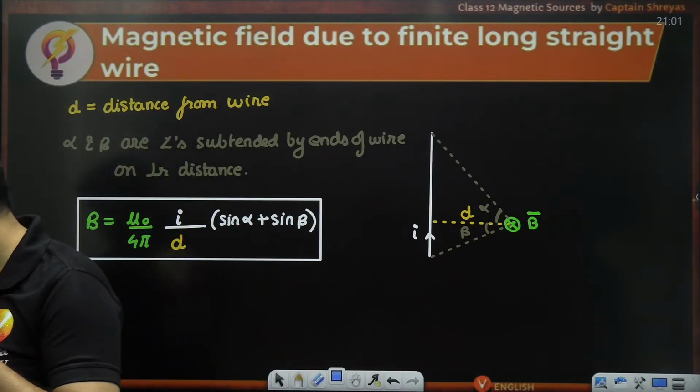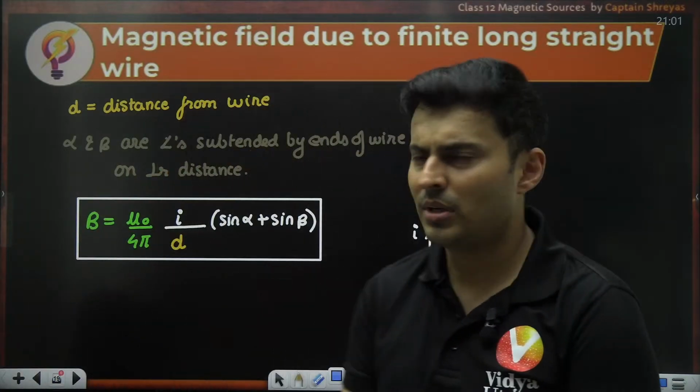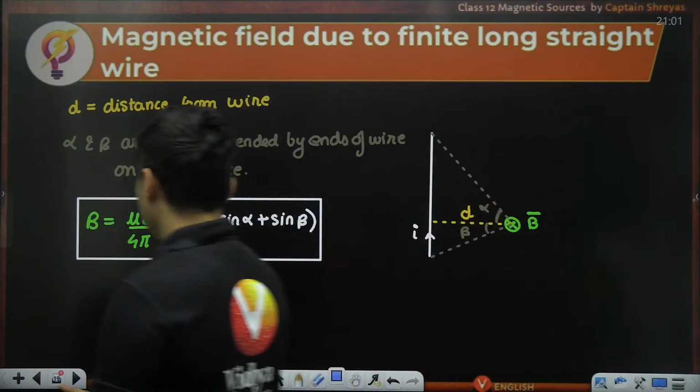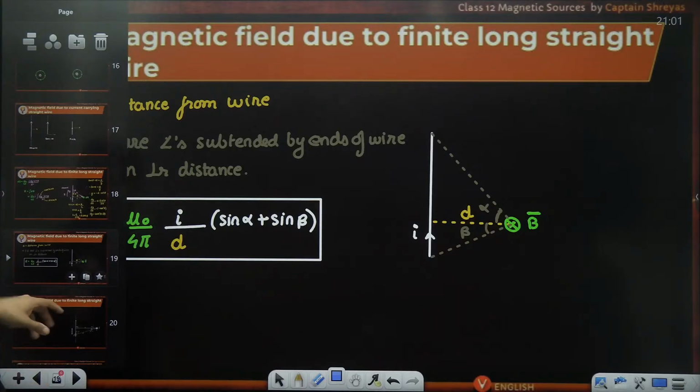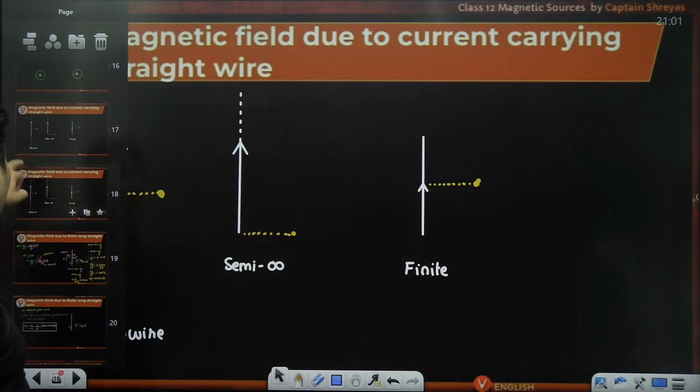That's it. Okay. The session will go on for 1.5 hours, so around till 10 o'clock, not more than that. Oh, nice, sir. So, how can we use this for semi-infinite and infinite wires?